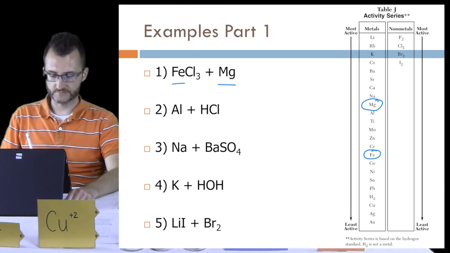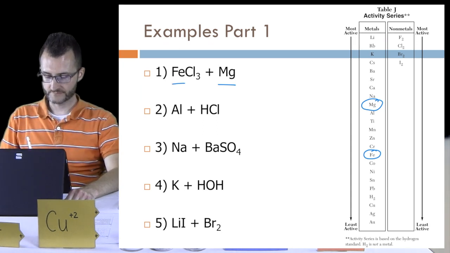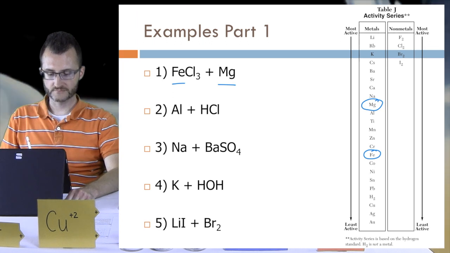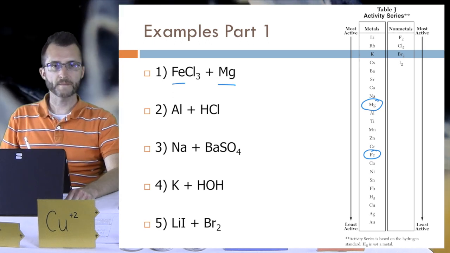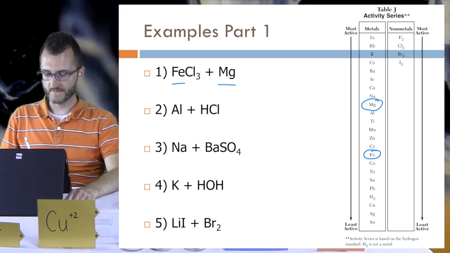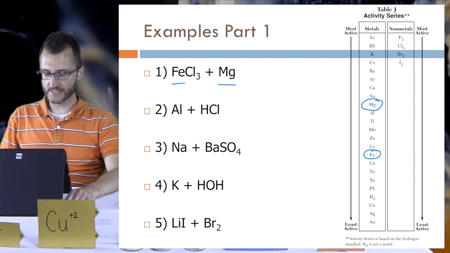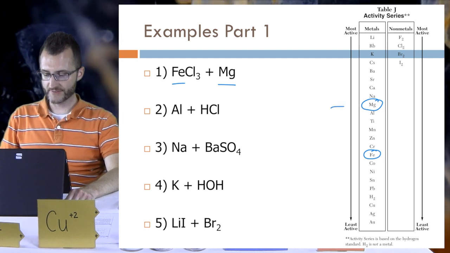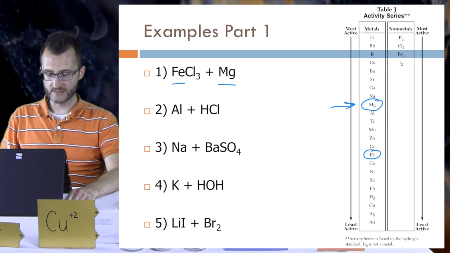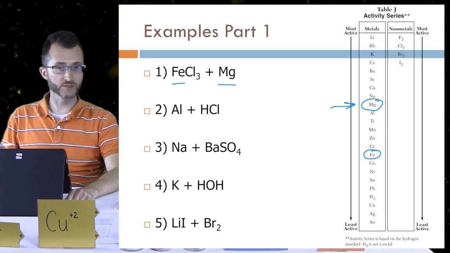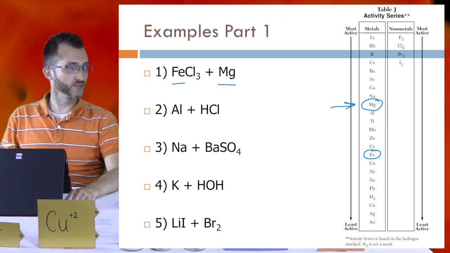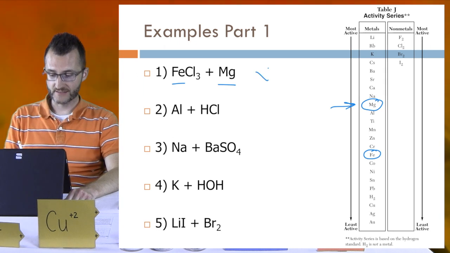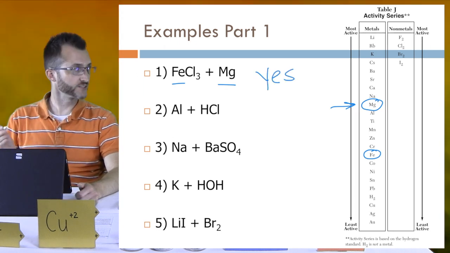Okay, now we have to determine if this reaction occurs or not. We have to see if the single element is more active or higher up on table J than the one it's trying to replace. All right, so Mg is the single element and is definitely higher up than Fe. So I guess that means that it will replace it, right? That is correct. So then I say that yes, a single replacement reaction does occur.